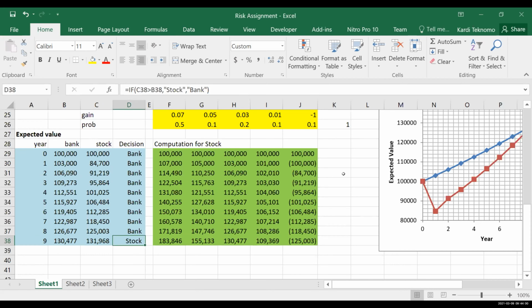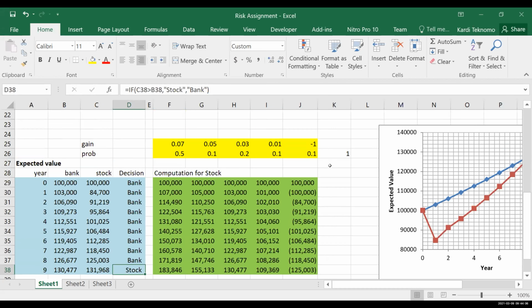But I'm confused why the stock's expected value is increasing when the negative is so high. The negative is only 1%. But the fact that you lose 100K, doesn't it mean the expected value is always negative? No, the expected value is this one. This is the expected value. Can you see it? The sum product of all.